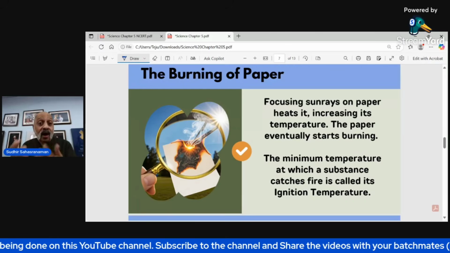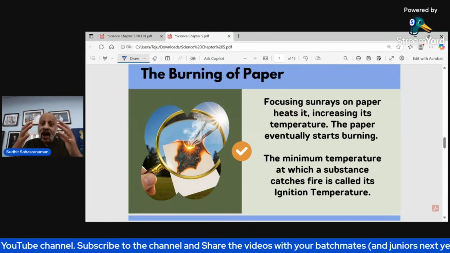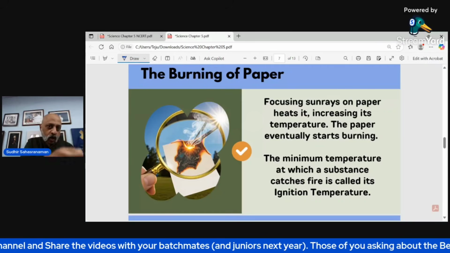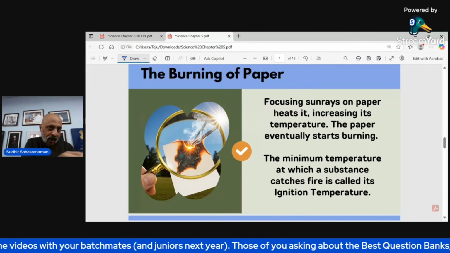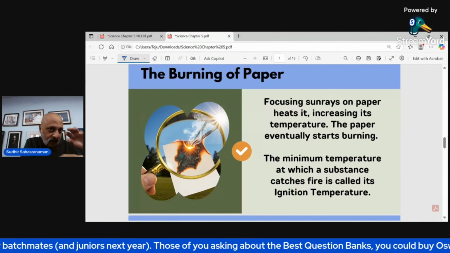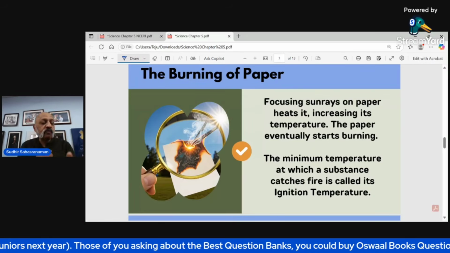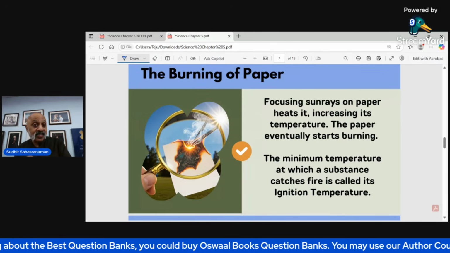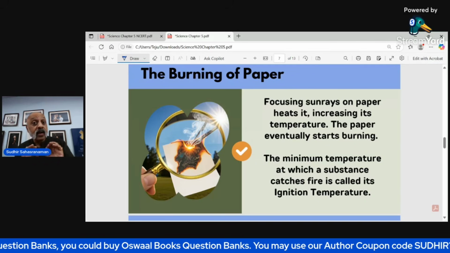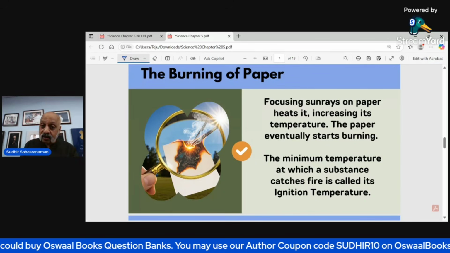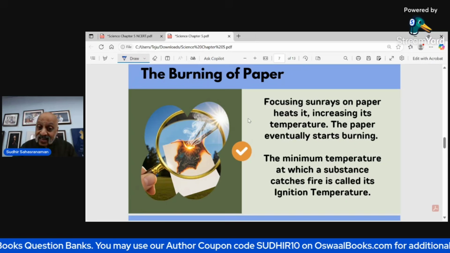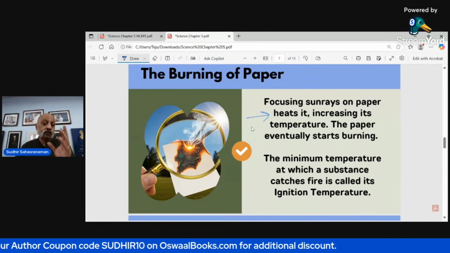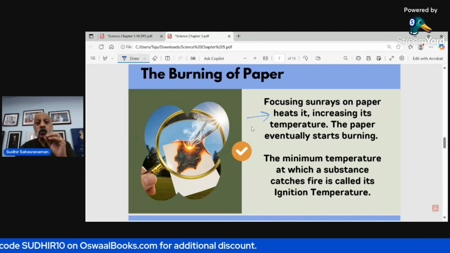You are going out in the afternoon sun, 12, 1, when it is at its peak. At that time, you focus the 1 o'clock or 2 o'clock sun rays on the magnifying glass, and through the magnifying glass on the paper, you will find that the paper will start burning after a while. You can see it in the picture that I've created. It will start burning. So focusing sun rays on paper heats up the paper, increasing the temperature of the paper, and the paper eventually starts burning.